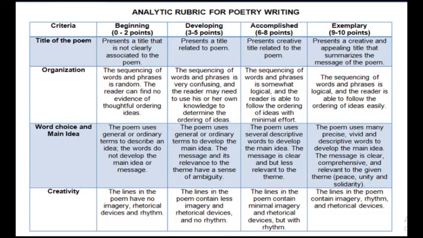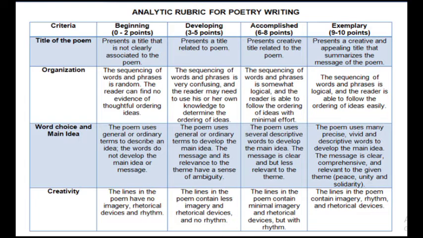Now, the third criterion is word choice and main idea. For beginning, the poem uses general, ordinary terms to describe an idea, and the words do not develop the main idea or message. For developing, the poem uses general or ordinary terms to develop the main idea. The message and its relevance to the theme have a sense of ambiguity. For accomplished, the poem uses several descriptive words to develop the main idea. The message is clear but less relevant to the theme. For exemplary, the poem uses many precise, vivid, and descriptive words to develop the main idea. The message is clear, comprehensive, and relevant to the given theme, such as peace, unity, and solidarity.